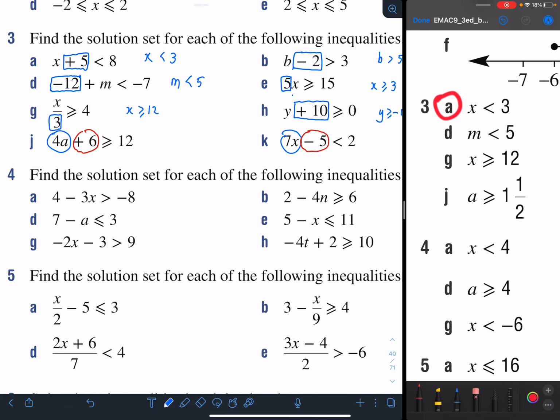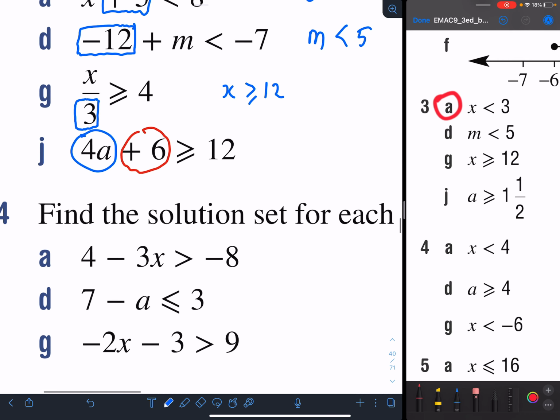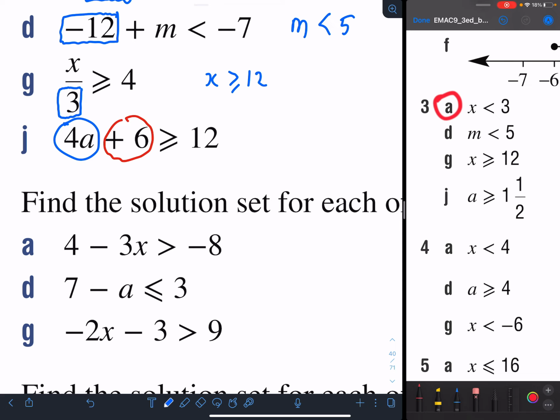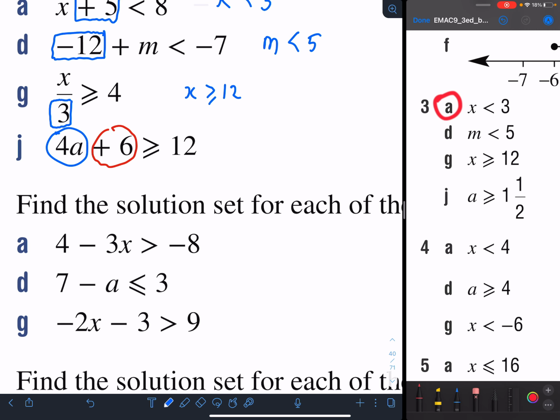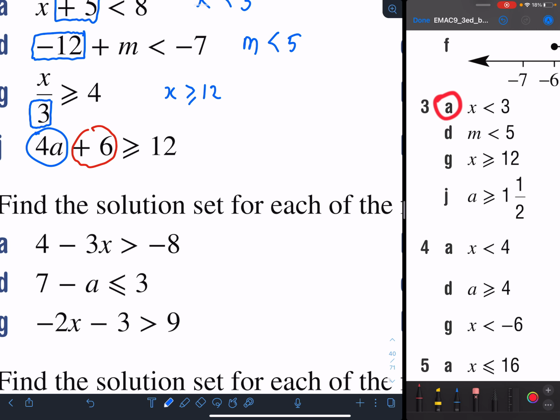This is really just a two-step process to finding the answer. Let's deal with J first. We've got to remove the 4 from the 4a, and we've also got to remove the plus 6. Let's deal with the 6 first. We subtract 6 from both sides of that inequality. On the left that leaves us with 4a, and on the right we do 12 minus 6, which is 6.